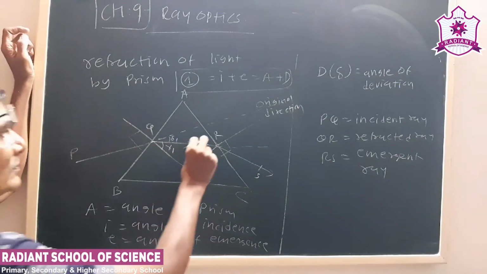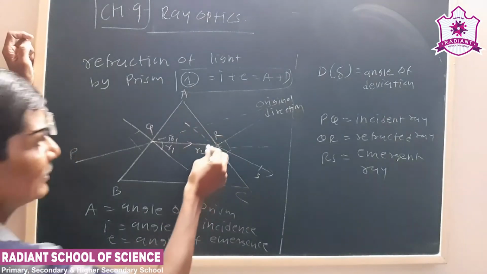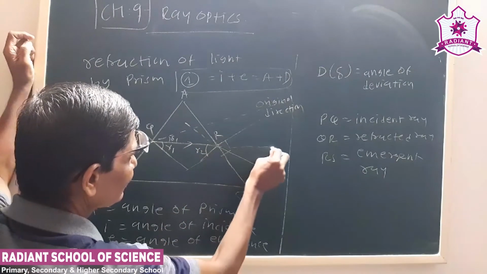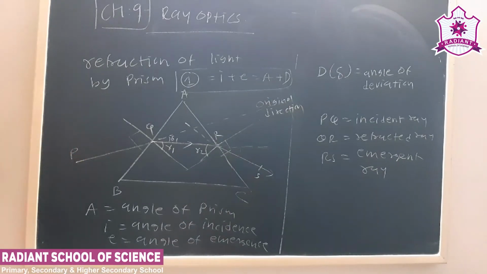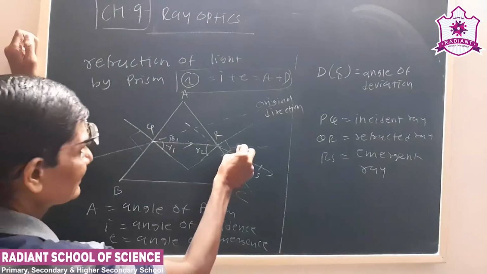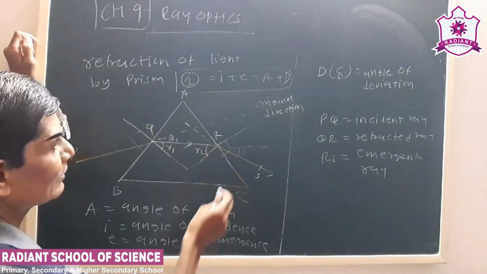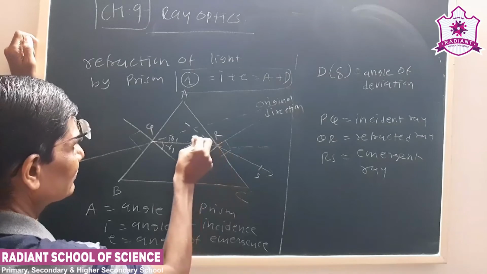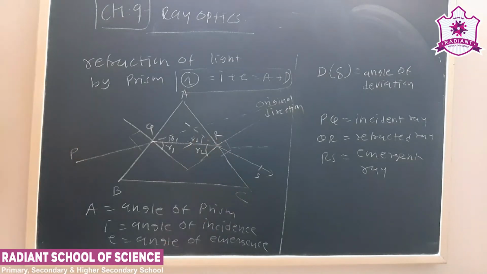Now see, from this original direction, it has moved by angle delta 2, so again it has deviated. This angle and this angle are vertically opposite angles, that's why we can call this angle delta 2. Now this is about the refraction.